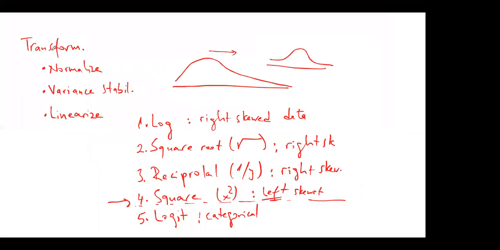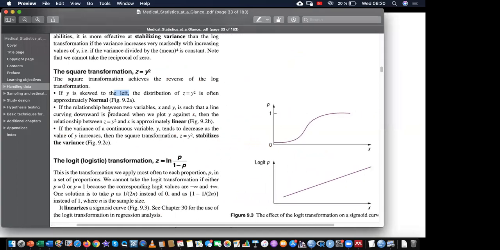So if I ask in the exam, what is the benefit of doing a data transformation, then your answer should be: the data transformation will help to make my data normally distributed. It may help me to stabilize my variances, and it may help to linearize. Okay?